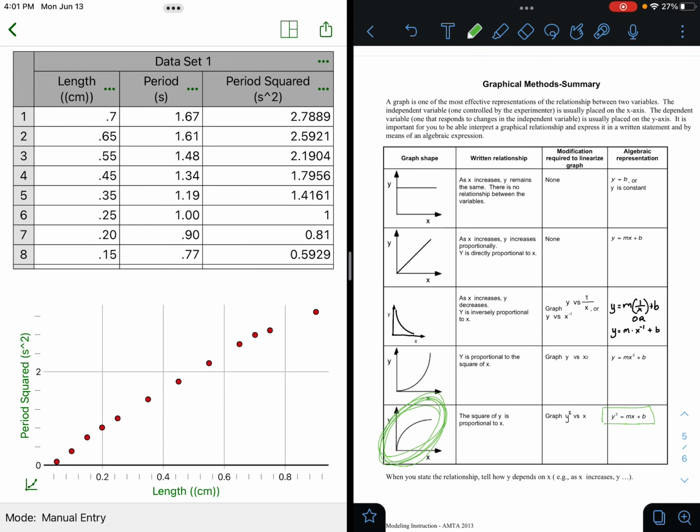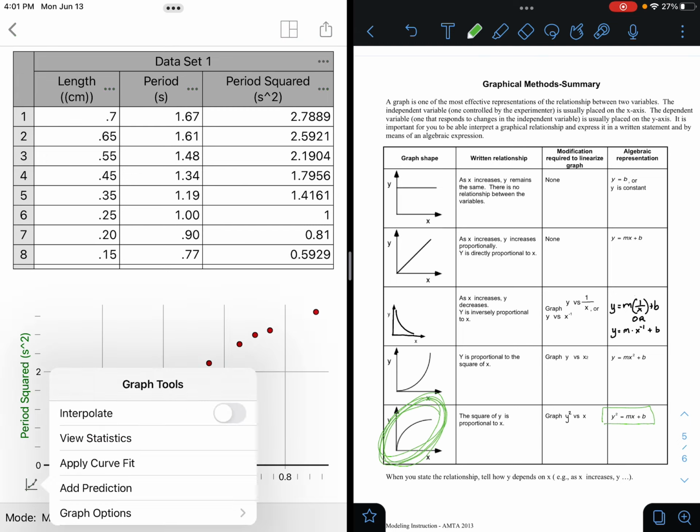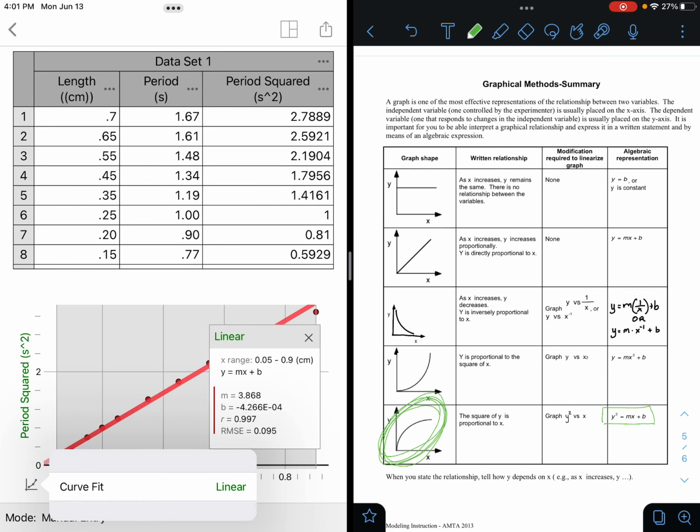This looks much more like a straight line. Let's take a look. Hit apply curve fit. And now my linear representation is 0.997. That is much greater. Fantastic.